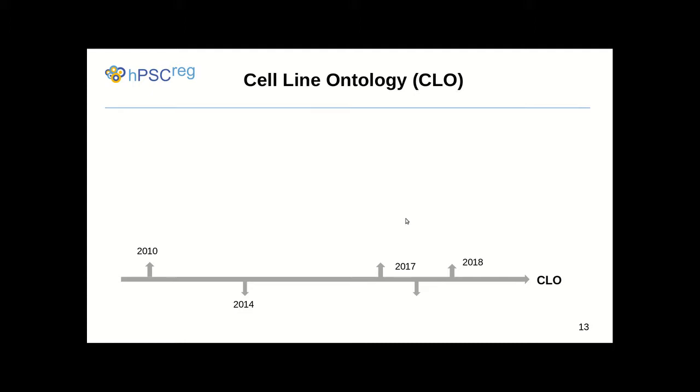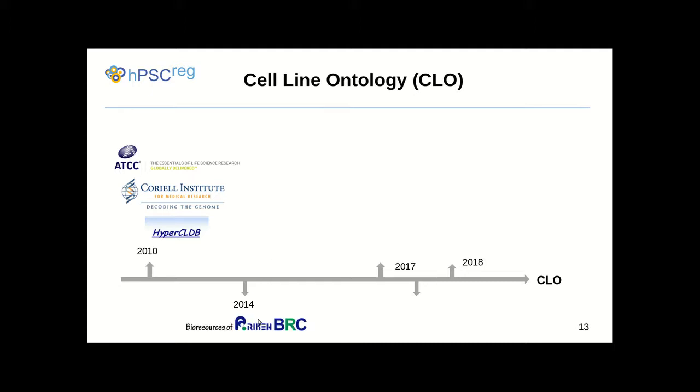And the Cell Line Ontology was first released in 2010 with data from ATCC, the Coriell Institute, and HyperCLDB. And in 2014 there was a large update with information on cell lines from the Riken Institute, and another large update was performed in 2017 with data from the LINCS data portal and the Chinese Academy of Medical Sciences. And since the end of 2018 we are working on importing the cell lines from hPSCreg into the Cell Line Ontology.